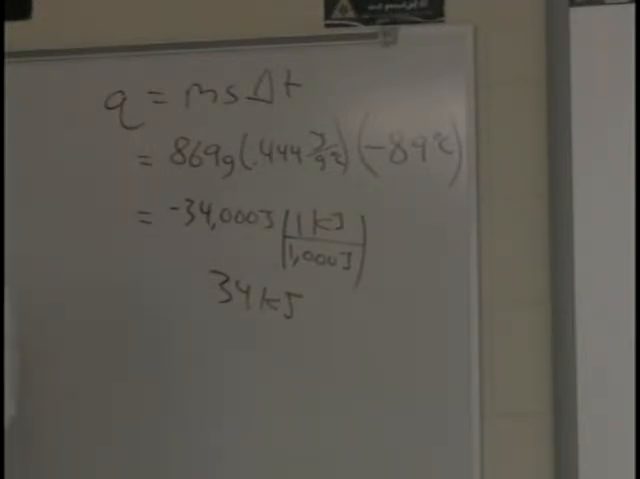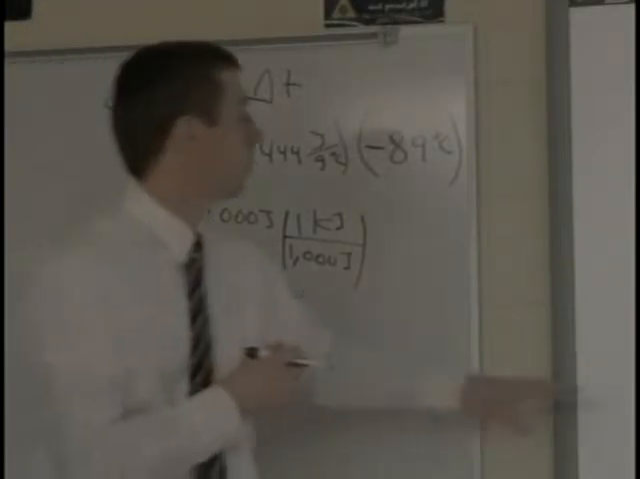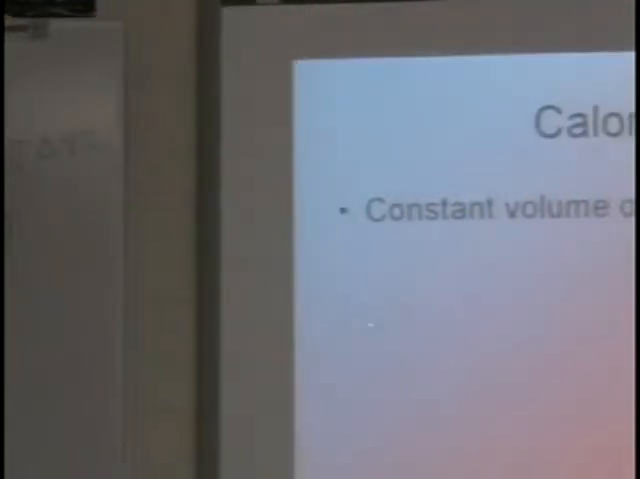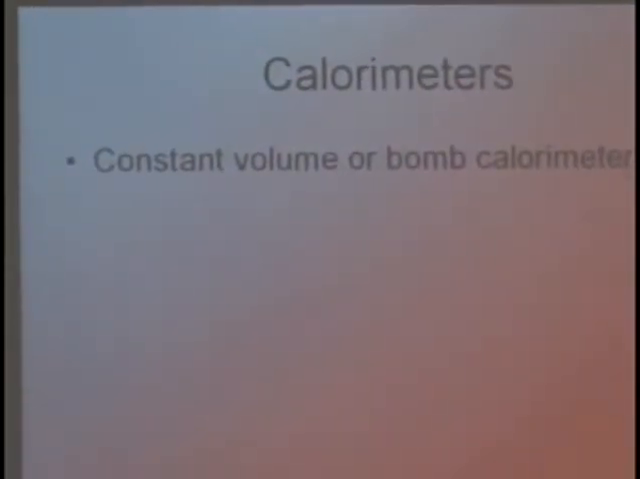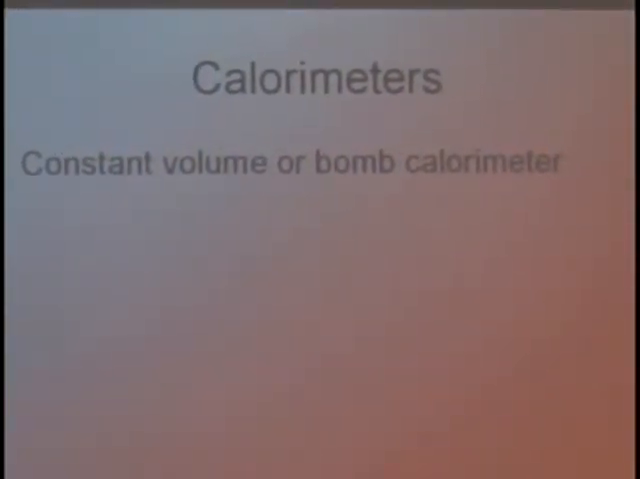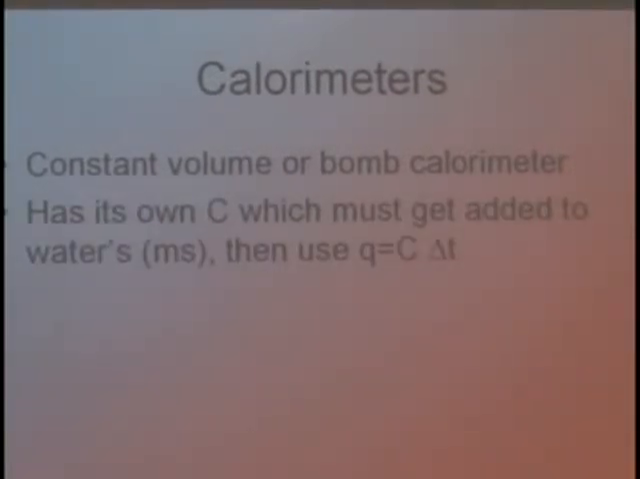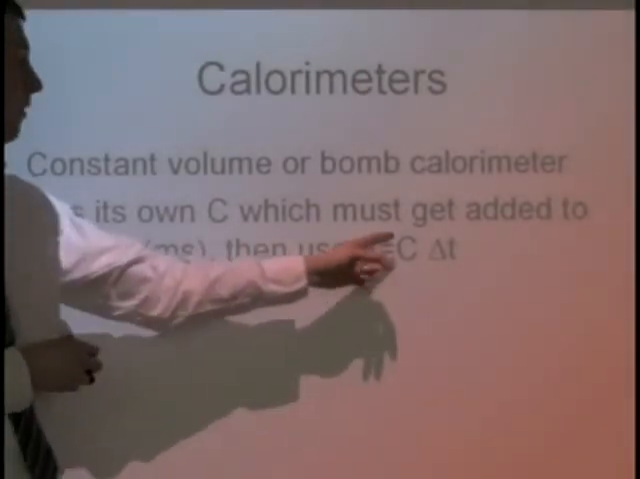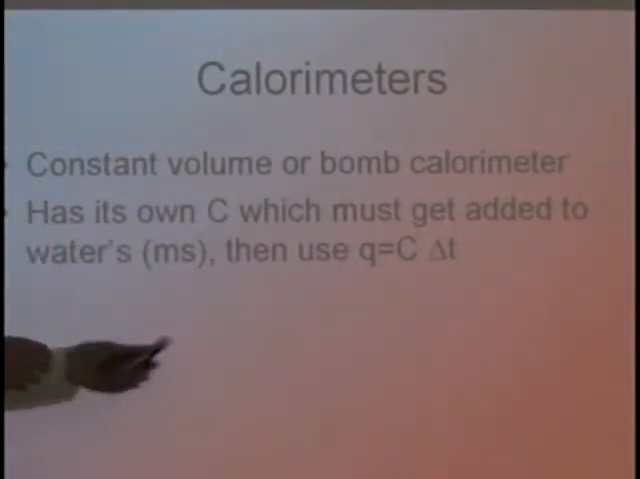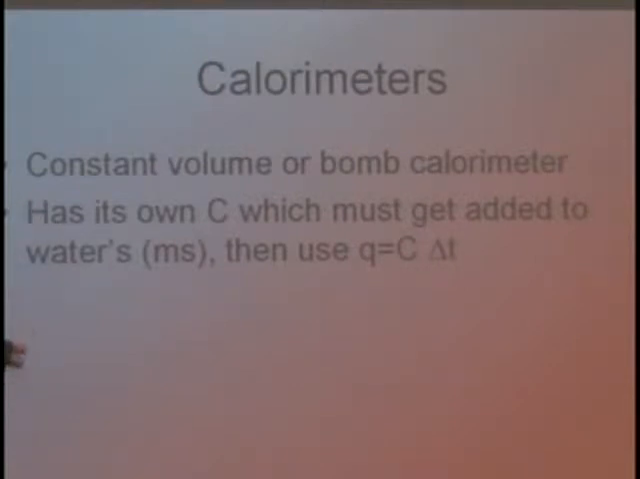What we're going to do is go over a couple more calorimeter problems that would be a little more difficult. There are two types of calorimeters. There are constant volume calorimeters, which is what we used in class, or what's referred to as bomb calorimeters. A bomb calorimeter will have its own heat capacity, which means you must add that to the water's m times s to get this Q overall. So another equation that our book gives us is Q equals capital C times ΔT, where that capital C is the heat capacity of the calorimeter, and we might have to add water's to that as well.